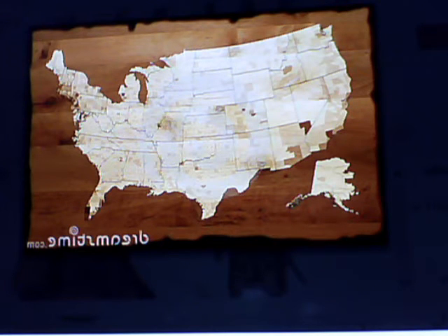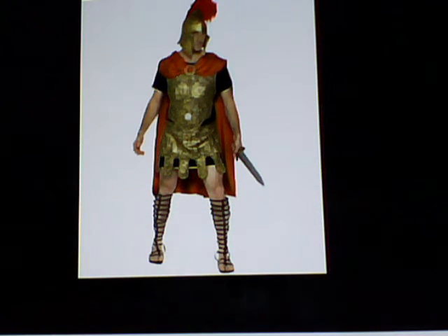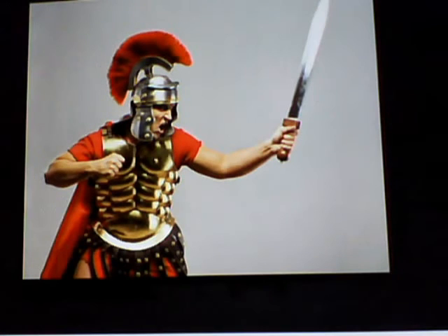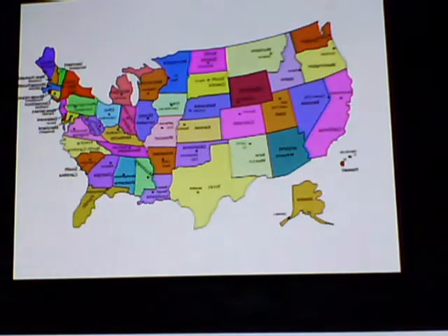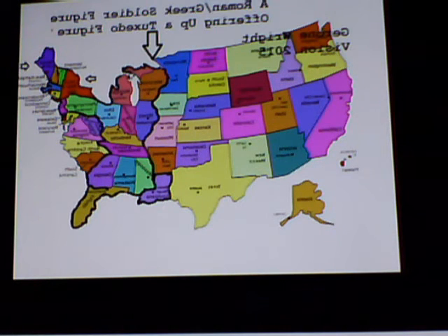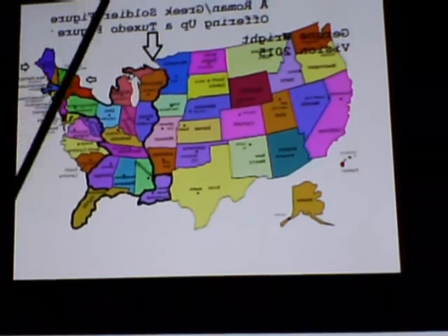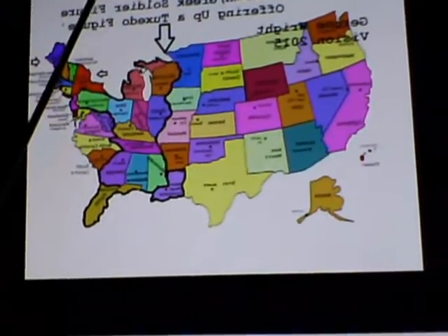Now I'm going to show you something else, because that figure almost becomes like a tuxedo-wearing figure. Let me see where we're at. Again, I'm bringing you to the Roman Greek soldier figure. Again, there's the Roman Greek figure. That's what I'm trying to tell you is there, driving that message home. Okay, here. Look at this.